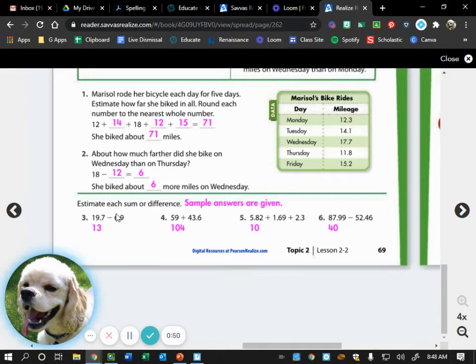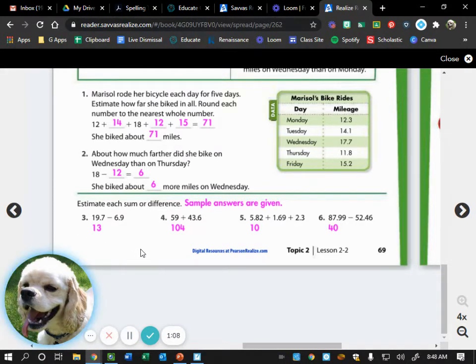And then we do the same thing for 6.9. The largest place value is the 6, so we look next door, it's a 9. That's 5 or more, so we would add 1 to the 6, make it 7, and that 9 would be a 0. So it's the same as 20 minus 7, which would get us 13.